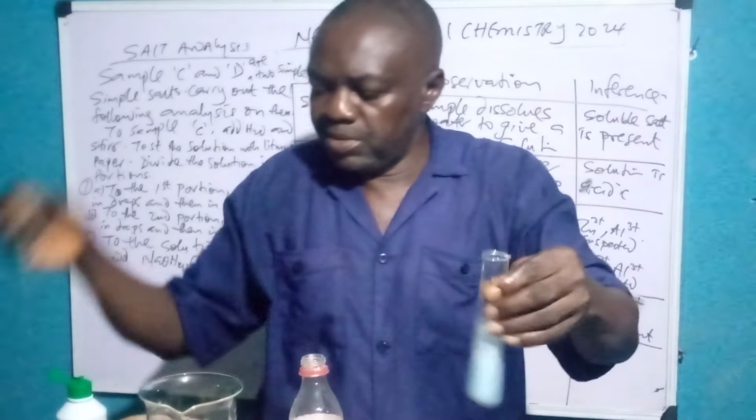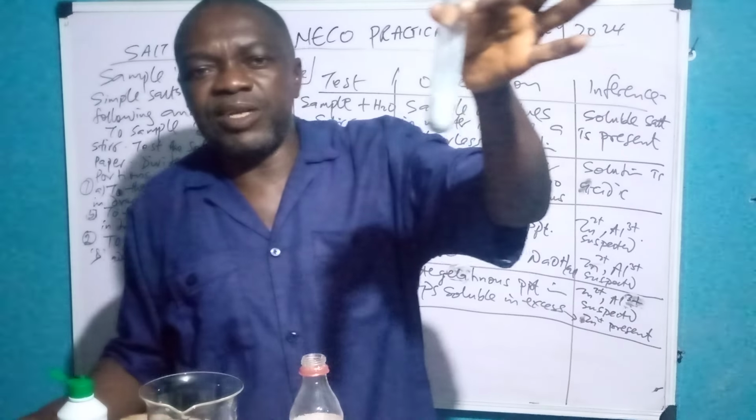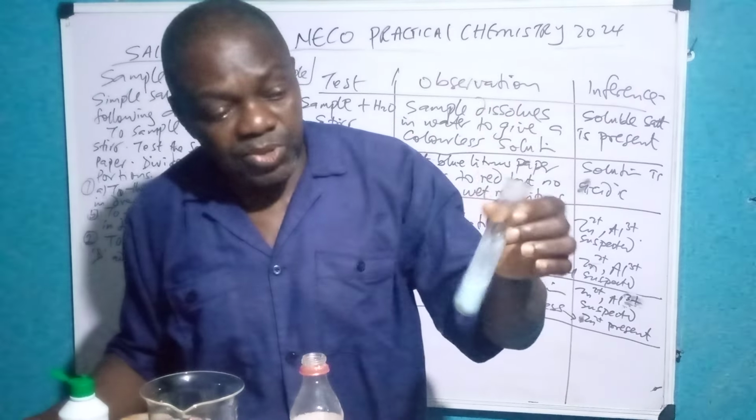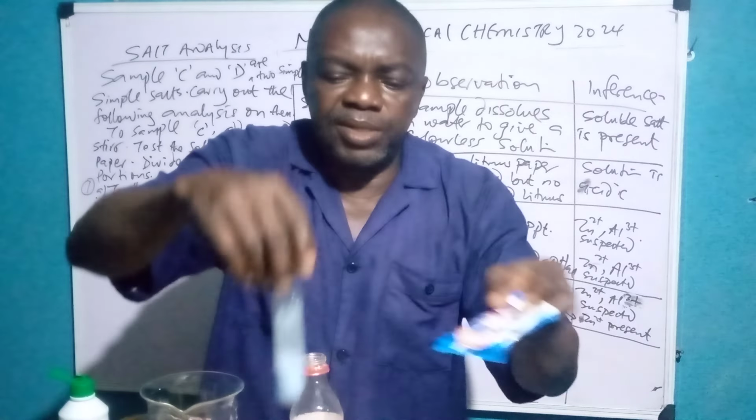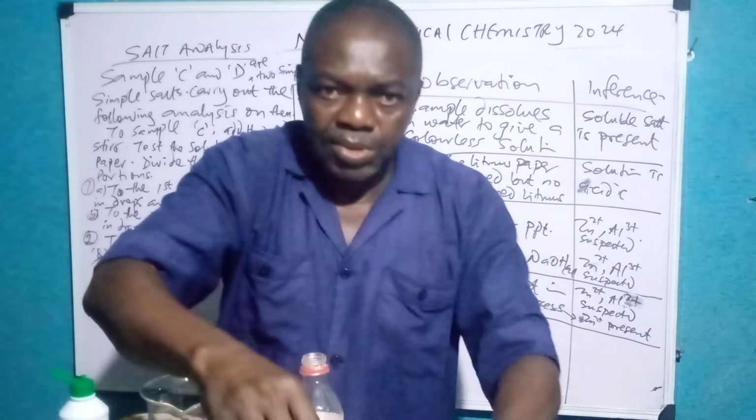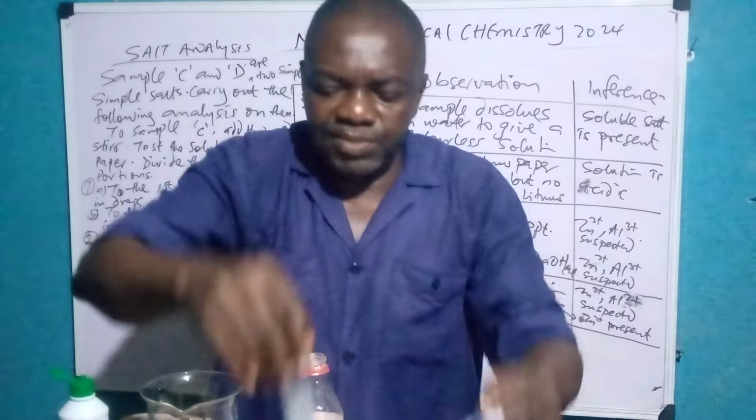You see it? It's violet coloration. You can see it yourself. It's not blue, it's violet coloration. You can see blue here. Look at this, it's not blue. Blue, violet.